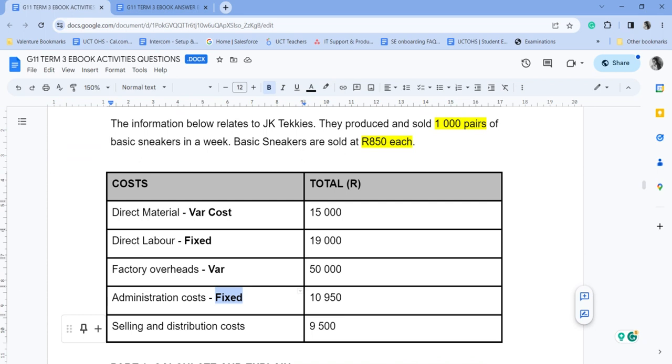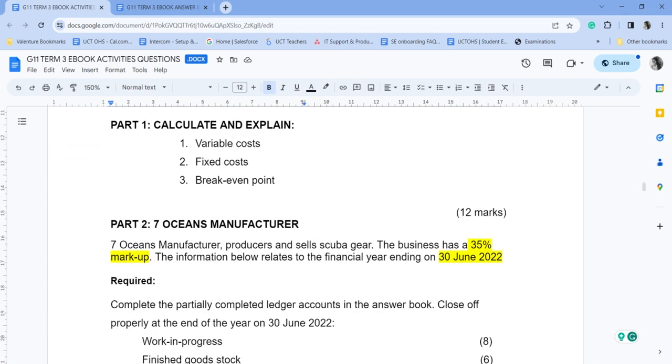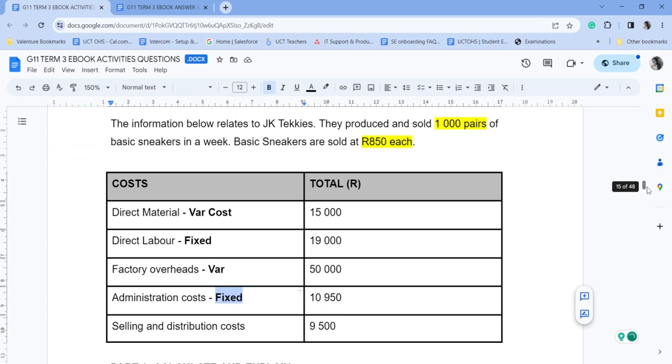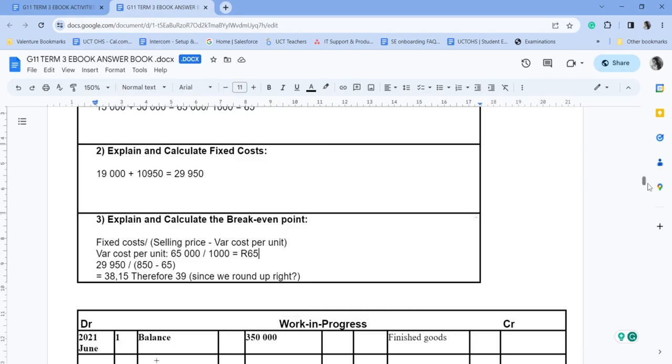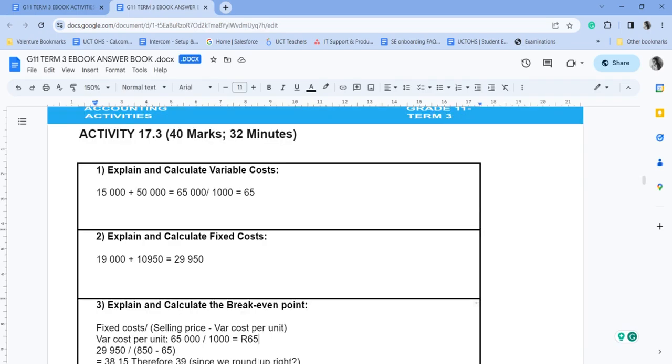So the questions that we are required to do here: calculate the variable cost, calculate the fixed cost, and calculate the break even point, which means that basically you're just going to be classifying them. I've already classified them. We have direct material of 15,000 plus the 50,000 of factory overheads. Remember, we're just calculating variable cost here. If you add those two together, you should get 65,000.